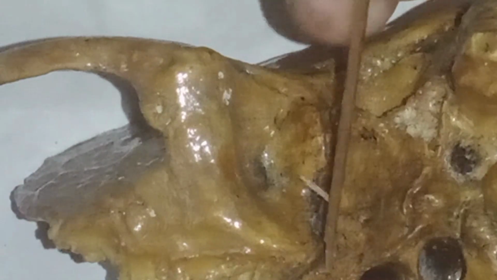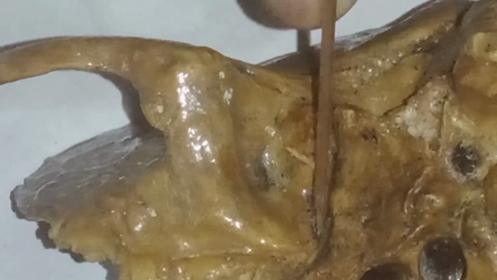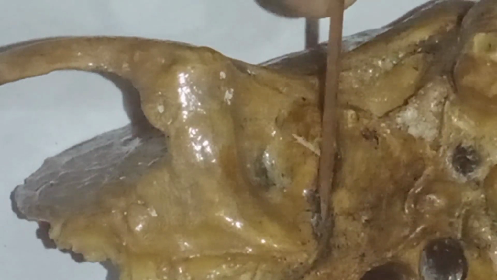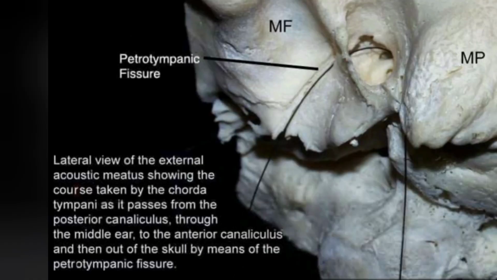The squamotympanic fissure is divided into two parts by a thin plate of bone called the tegmen tympani into the petrotympanic fissure and the petrosquamosal fissure. Petrotympanic fissure transmits the chorda tympani branch of facial nerve.